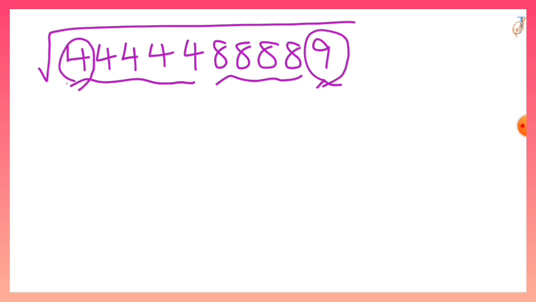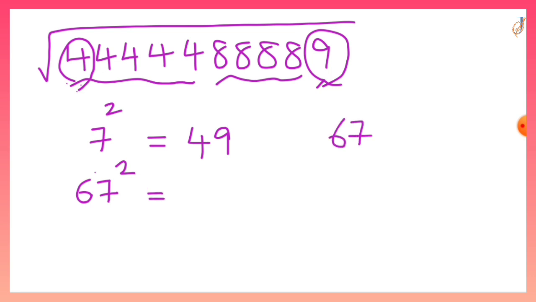We have 4 and 9. After combining these two, we get 49, isn't it? And guess what? This 49 is 7 squared. If you do 7 squared, you get the first and last digit. So let's build upon this pattern. We can see that 7 squared is 49. If you do 67 whole squared, what is the result?